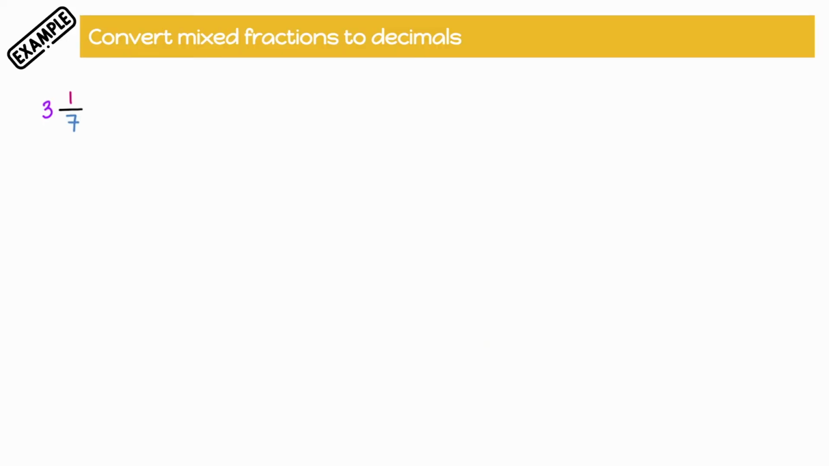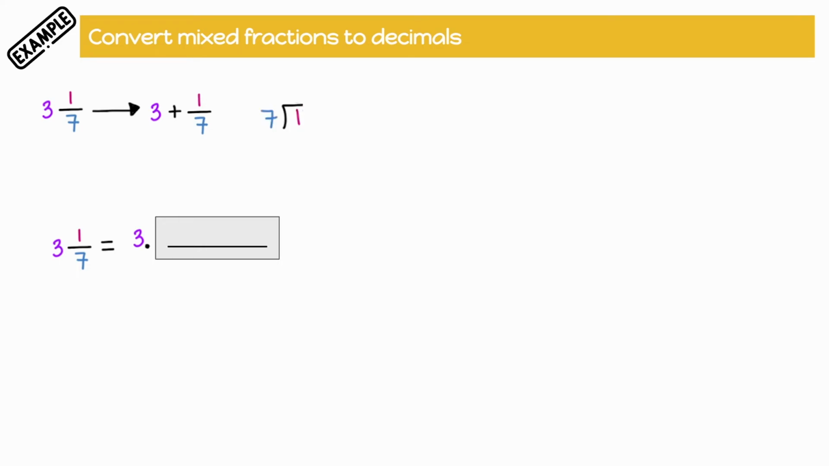So let's take a look at our second example. We have 3 and 1/7. Just like before, 3 and 1/7 really just means I have 3 plus 1/7. So if we want to figure this out into a decimal, 3 and 1/7 is equal to 3 point something. We're trying to figure out what that point something is, which is the fraction part. So we're going to set this up with long division to do 1 over 7. So 1 goes on the inside, 7 goes on the outside, and we're going to do those steps again.